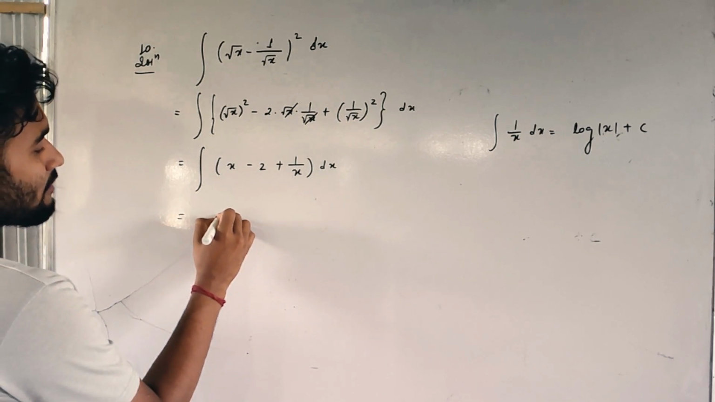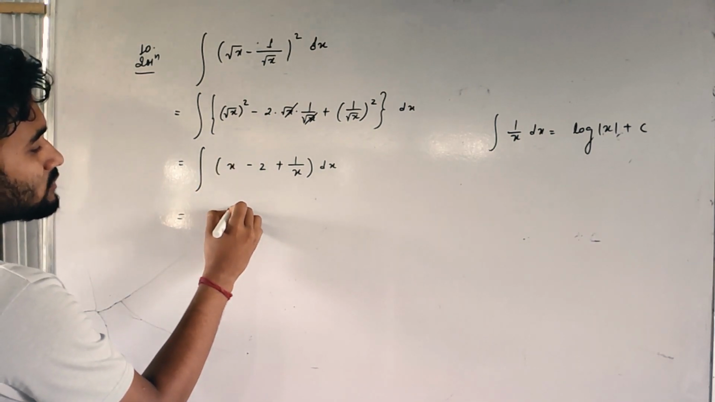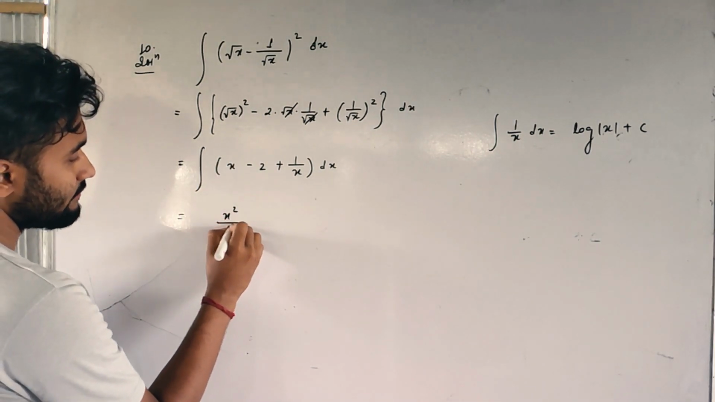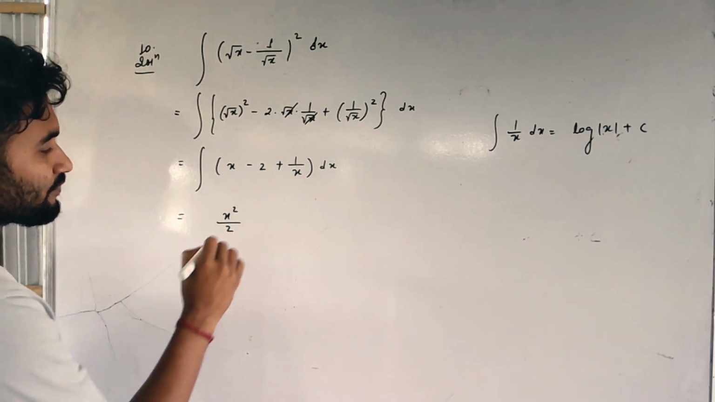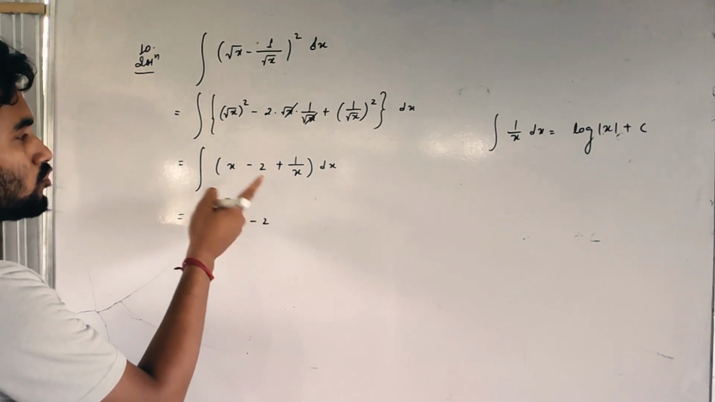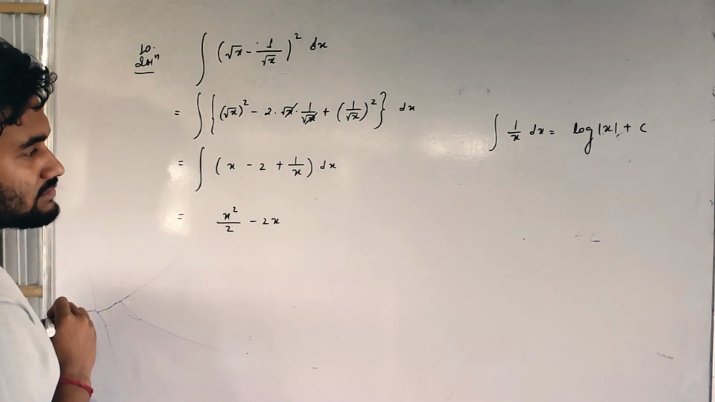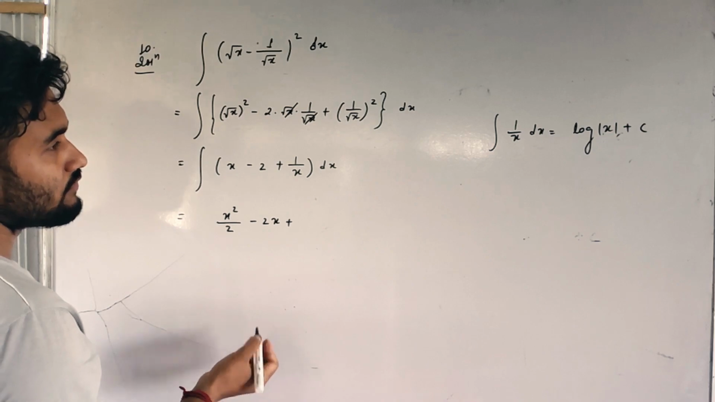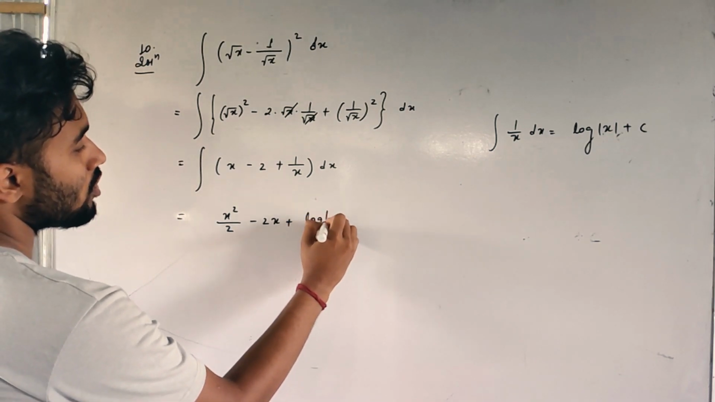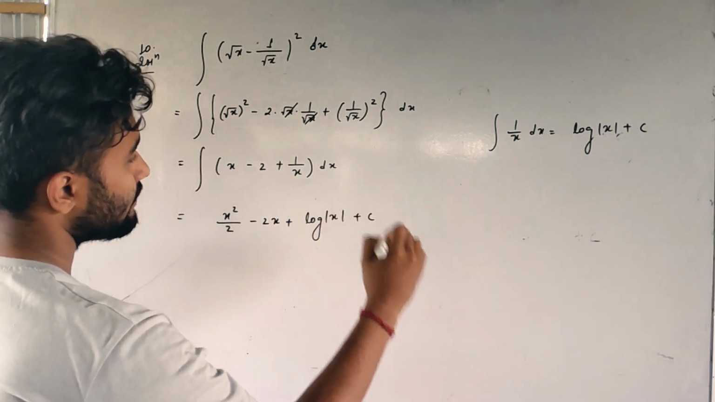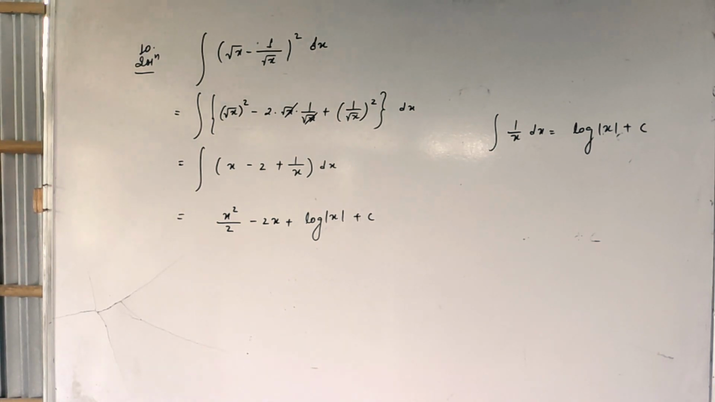Integral of x will be what? The power is 1, so 1 plus 1 is 2, divided by 1 plus 1, which is 2. Minus 2, the 2 will come out, basically it is 1 dx, so the integral is x. And the integral of 1 by x is nothing but log x, and then at the end plus c. Okay, log mod x plus c.